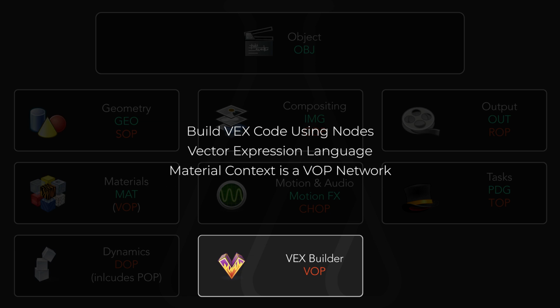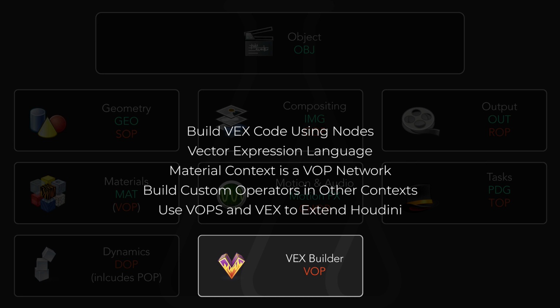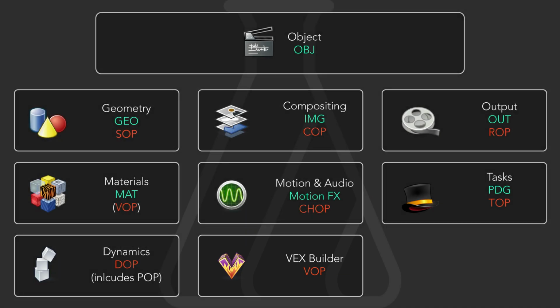Nowadays, VOPs are not limited to material building. We can use VOPs as a low-level toolset to build our own custom operators to work on geometry and particles. And we can also use VOPs to build image editing and image generator tools. VOPs can also be used within a CHOP network to make further motion and audio channel operators. Essentially, VOPs and the VEX language allow us to extend Houdini way beyond its already extensive toolset.